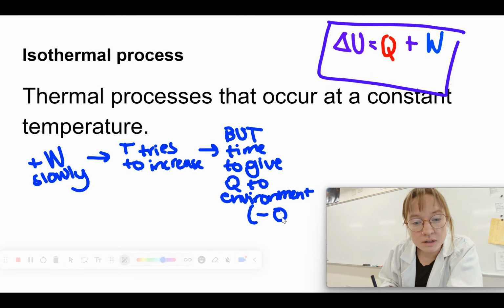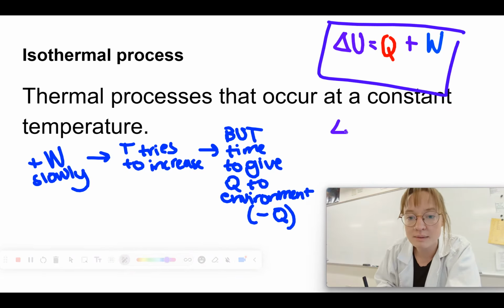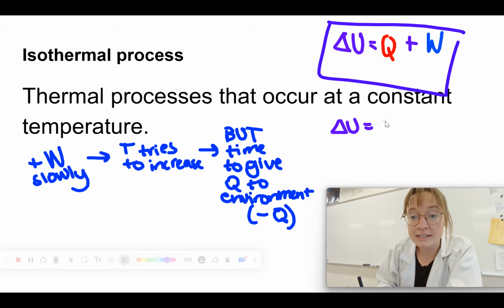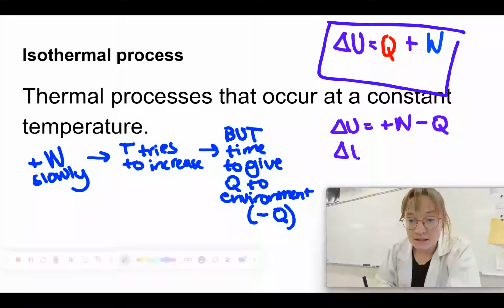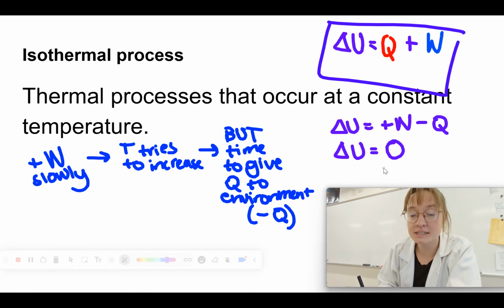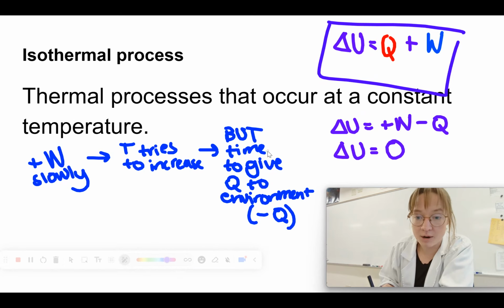Meaning it's going to lose heat. If we wrote this equation out as a delta U statement, we would say that you put in work, but then the gas gives away heat, or the gas loses heat. This means that the total change in energy is 0 because you put work in and then the gas just released it back to the environment in the form of heat. That is an isothermic process.